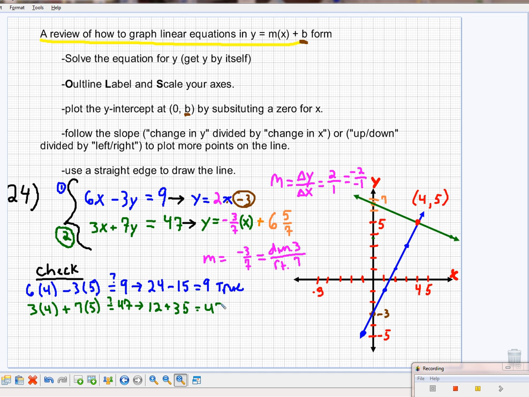True and true. I know now that that's a solution, and I can state that it is a solution. So I know that this is my solution. It's no longer an estimate. I know it. Thank you very much for watching. Make sure you follow these directions when graphing that system of equations.